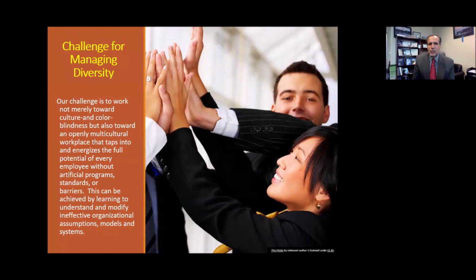So our challenge is to work not merely toward colorblindness, but also toward an openly multicultural workplace that taps into and energizes the full potential of every worker without artificial programs or standards or barriers. So this can be achieved by learning to understand and modify some of the ineffective organizational assumptions, models, and systems that unfortunately have prevented minorities from rising up the organization's ladder.